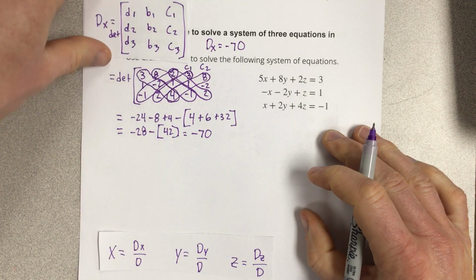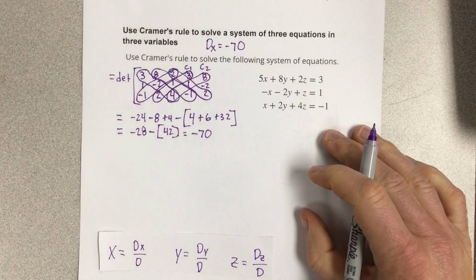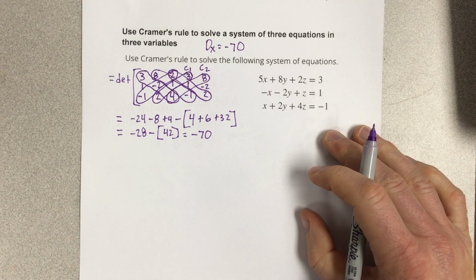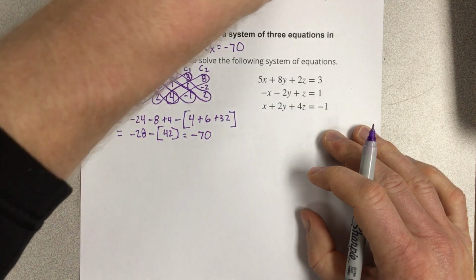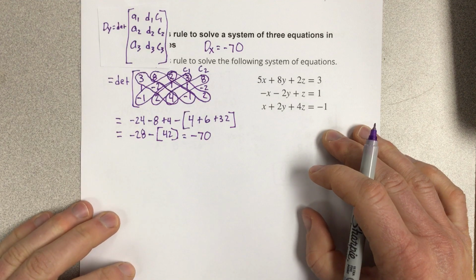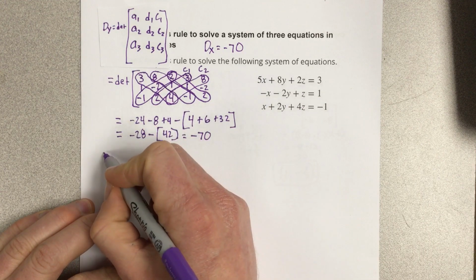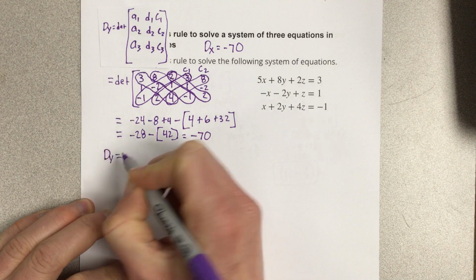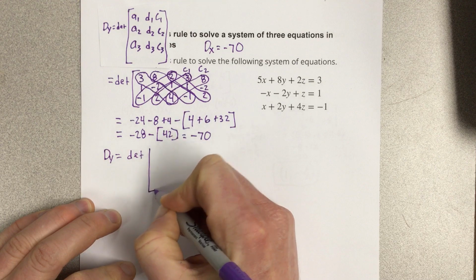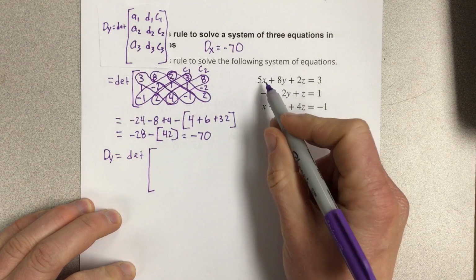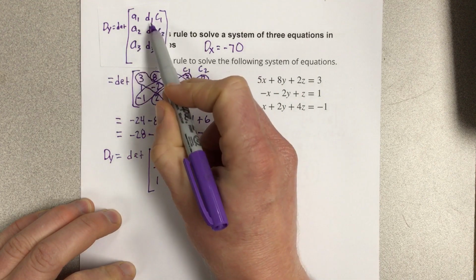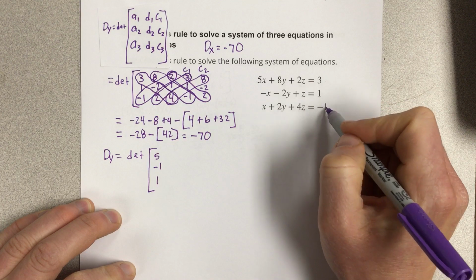Now we've got to figure out what Dy is. So let's get rid of this one. I'm also going to get rid of these, so I just have a little bit more room. So Dy is going to be the determinant of a1, a2, a3, which would be 5, negative 1, 1. D1, D2, D3, that's going to be 3, 1, negative 1.